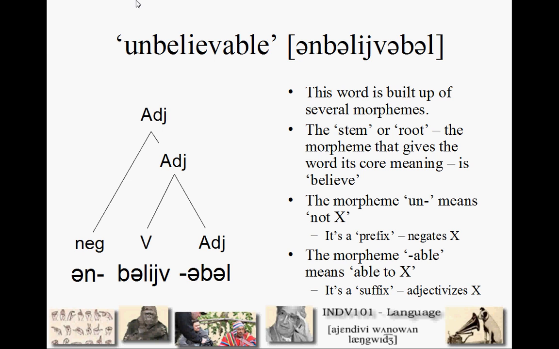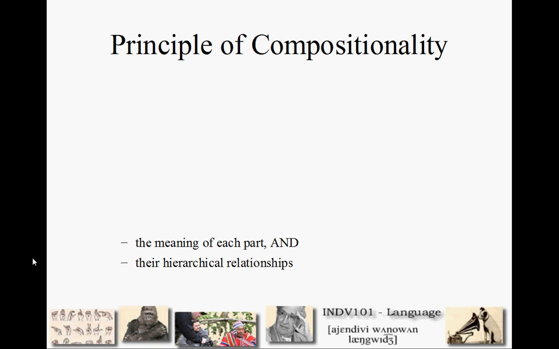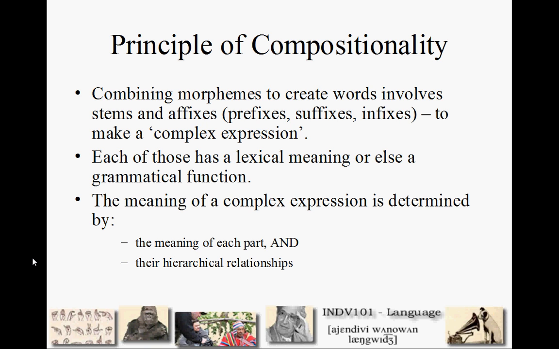You take believe and combine it with able, so you get believable, which is an adjective, and then you negate that, unbelievable, you still have an adjective. So you can see how these two go together in the tree, and then you negate that whole thing, and you get unbelievable. And notice in that example how the derivation can change the part of speech or the grammatical category. So you take believe, which is a verb, add able, you get an adjective, and then unbelievable, it stays an adjective.